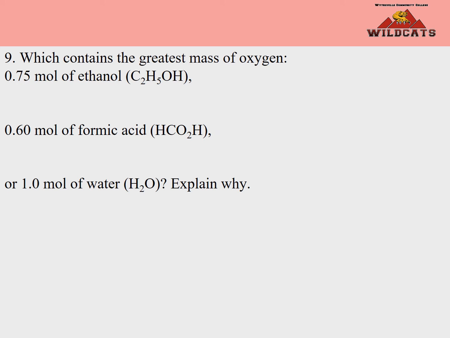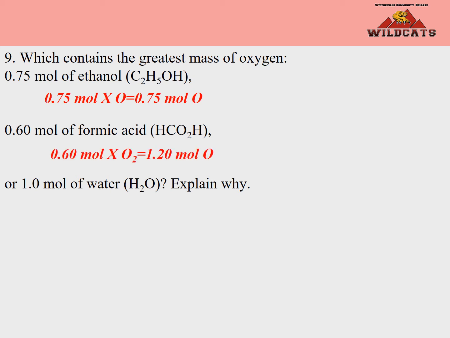So let's take a look at question number 9. It says, which contains the greatest mass of oxygen? Well, it would be the one that has the greatest moles of oxygen, because once you find the moles, we'd multiply that by 16. The ethanol has 0.75 moles of 1 oxygen. That's what that O means. We got 0.75 moles of O. The formic acid would be 0.60 moles of O2, because there's that subscript of 2, so we end up with 1.20 moles of O. This is kind of like distributing across the parentheses.